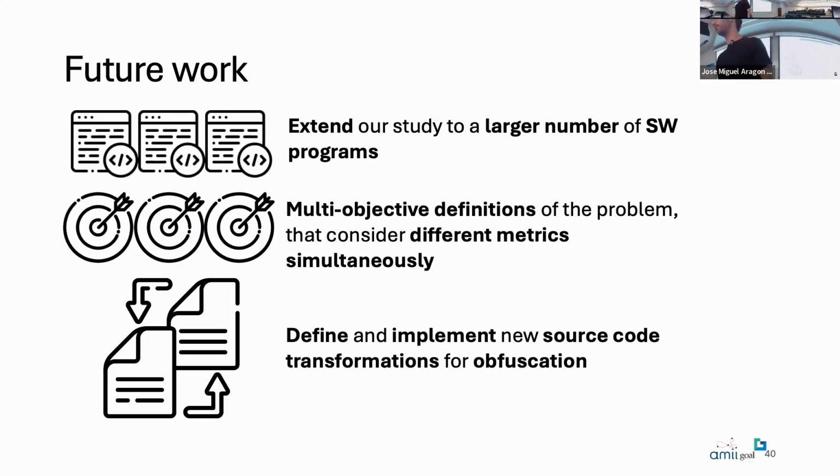But we have some more studies to do with this. We are thinking about extending our study to a larger number of software programs, and also considering more software obfuscation quality metrics. Also, we are thinking about making a multi-objective definition of this new problem, the two-level software obfuscation, considering the runtime, energy consumption, and different metrics at the same time. And also we are considering defining and implementing new source code transformations and including them in the obfuscation methodology. So we have a lot of work to do with this that is really dependent and really hard to do because we also need a lot of time.